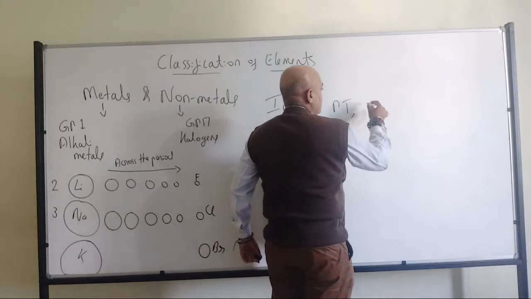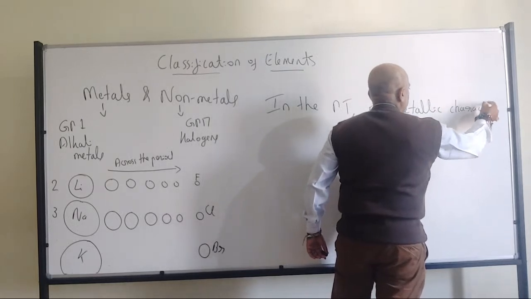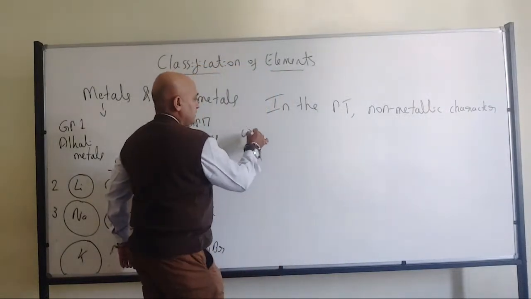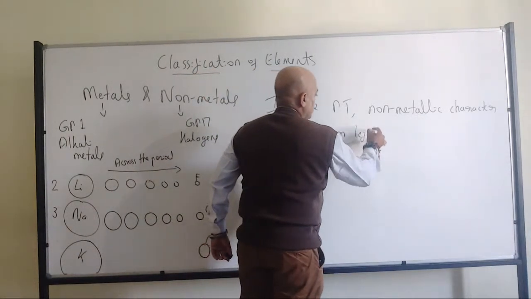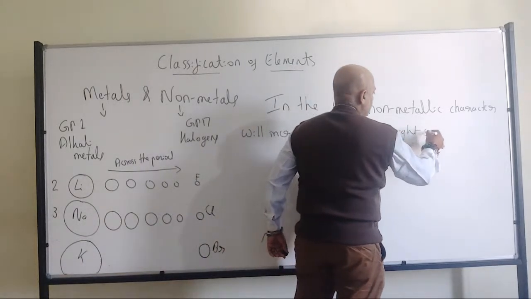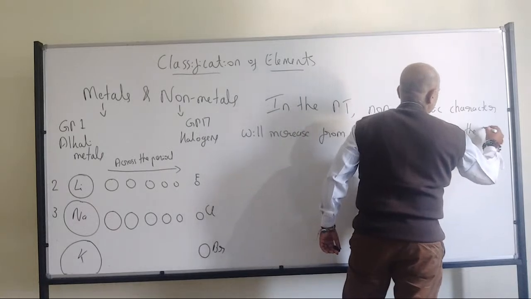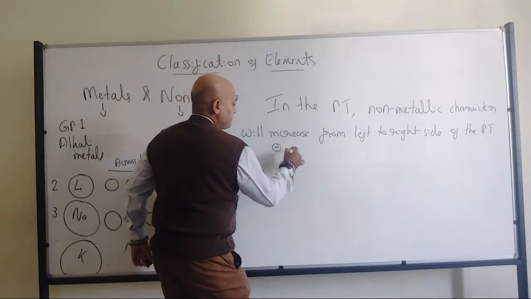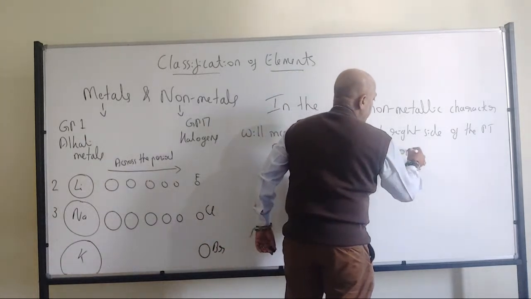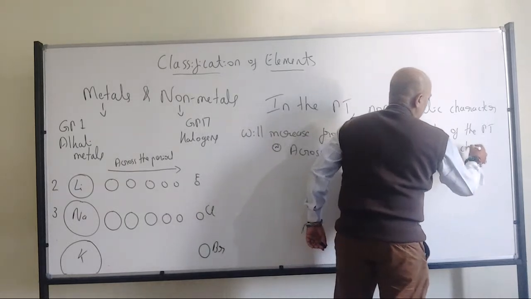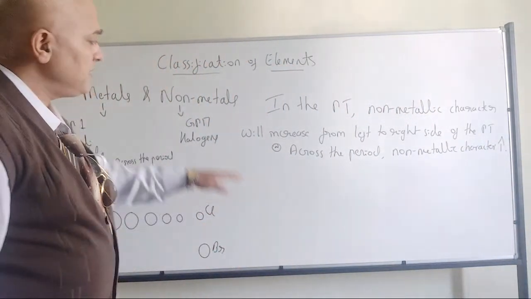In the periodic table, non-metallic character will increase from left to right side of the periodic table, or we can simply mention it as across the period. Non-metallic character increases across the period. What do you mean by across the period? From left to right side.